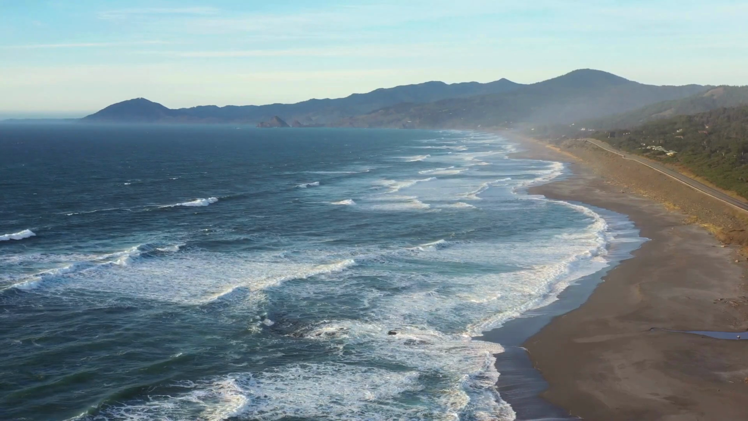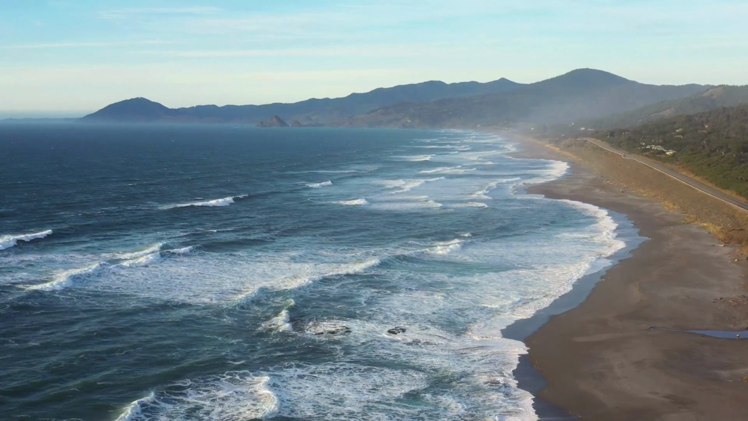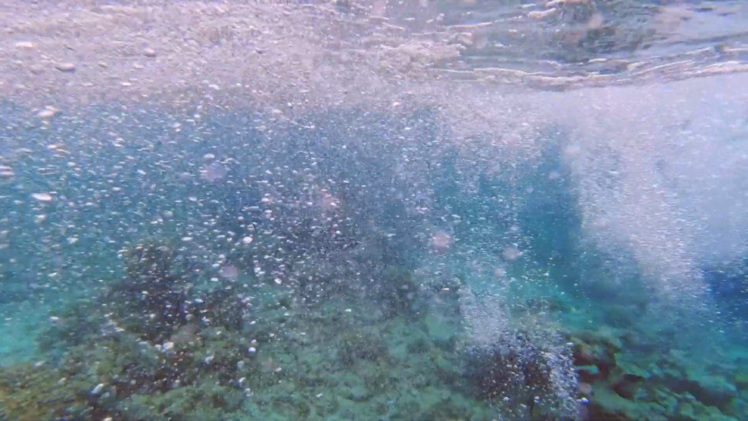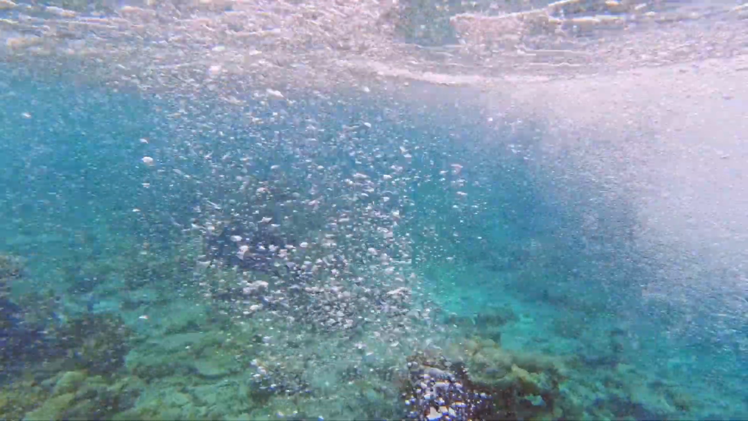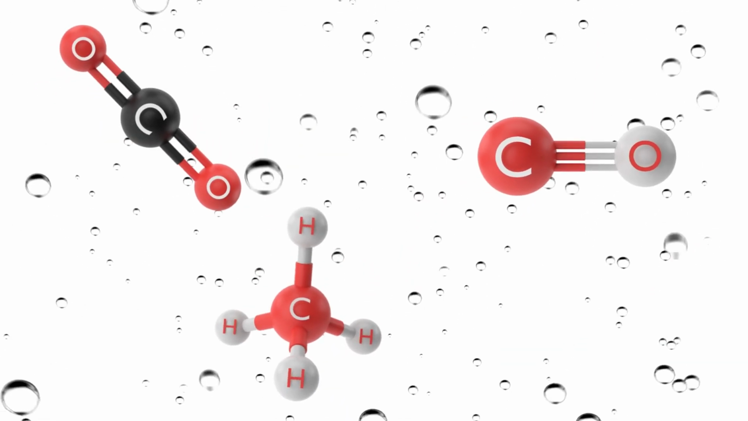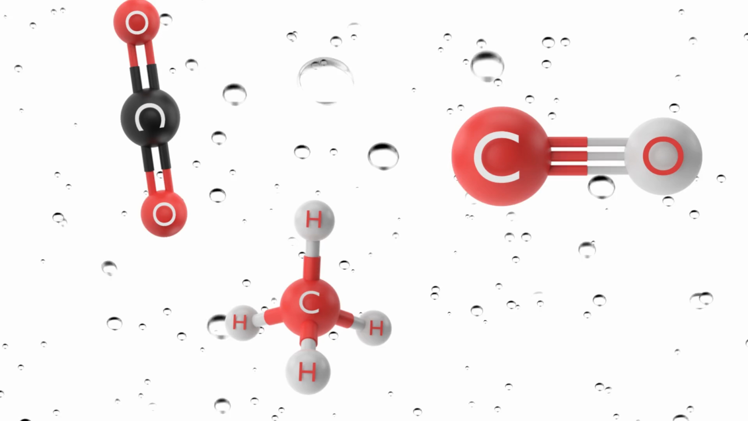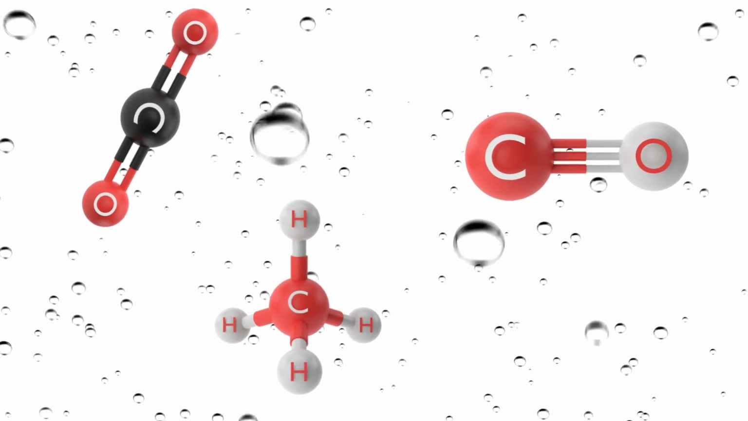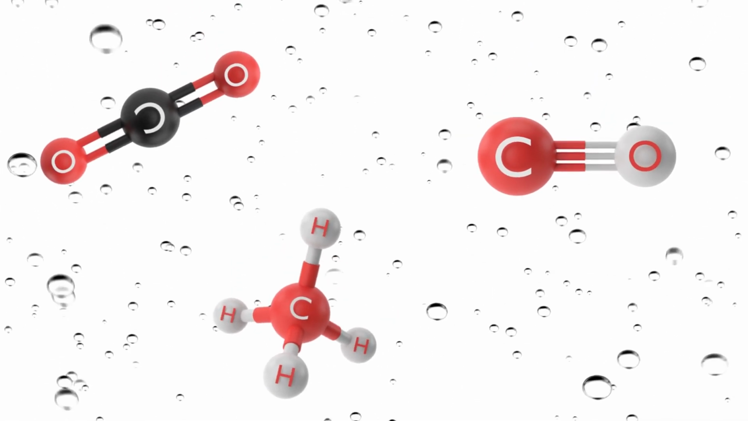I study marine chemistry along the Oregon coast, specifically the movement of carbon between the ocean and the atmosphere. I want to help figure out how we can protect the planet against climate change. For my work, I measure different types of carbon gases, like carbon dioxide, methane, and carbon monoxide, in both the atmosphere and the ocean. It can be pretty complicated.